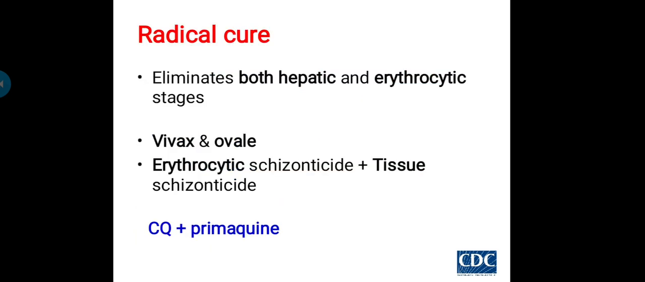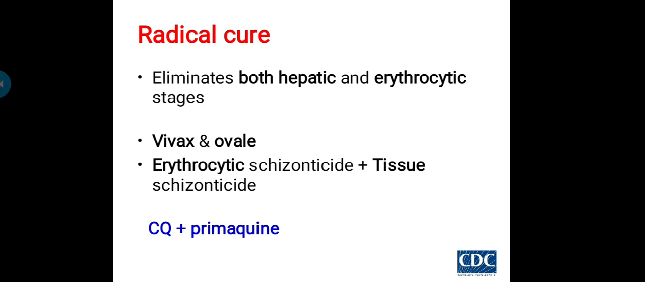So what does radical cure mean? Radical cure means we have achieved the clinical cure as well as the radical cure. Clinical cure is done by killing the erythrocytic phase, and radical cure can be achieved by killing the hypnozoites. So it eliminates both the hepatic as well as the erythrocytic stage, and mostly it applies to Plasmodium vivax and ovale, because in falciparum and Plasmodium malariae this hypnozoitic phase is absent.